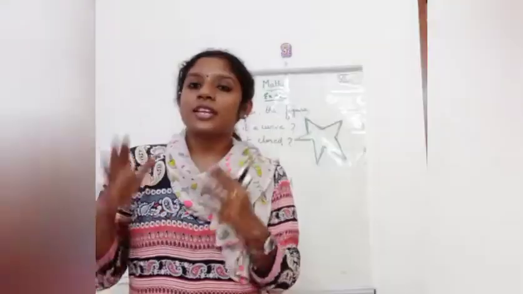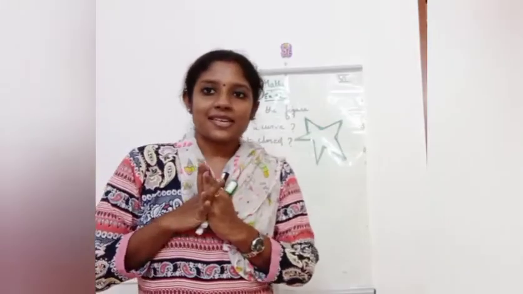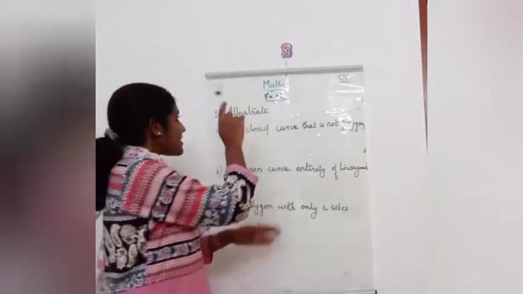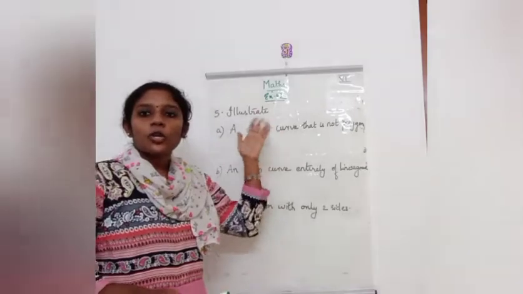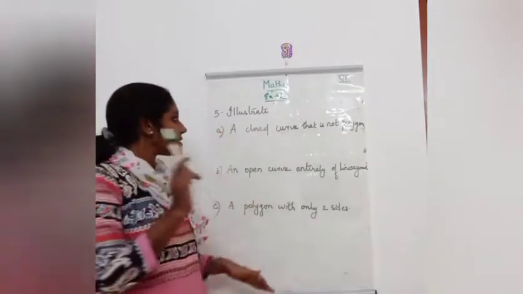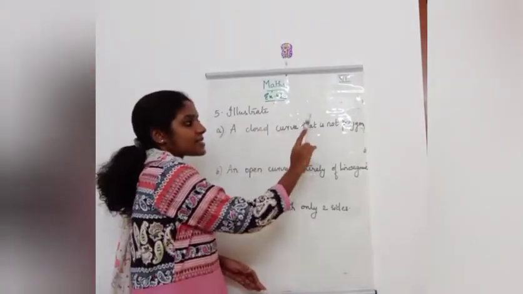Okay, now we move to the last and final question of this exercise. Okay, this is the fifth question. Illustrate the following with the help of diagrams. First is a closed curve that is not a polygon.